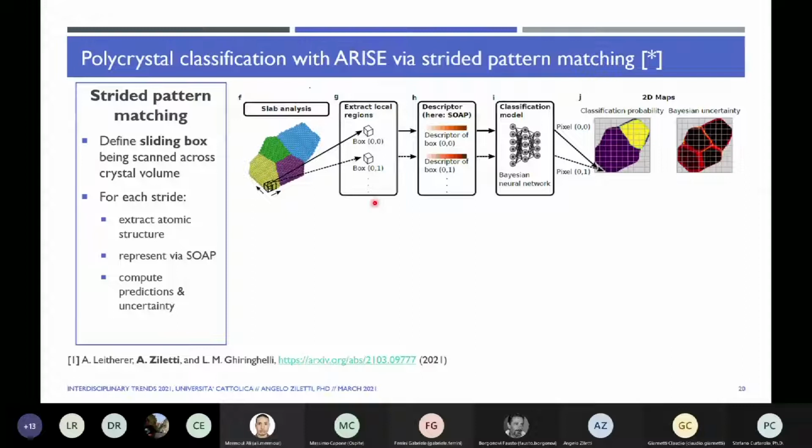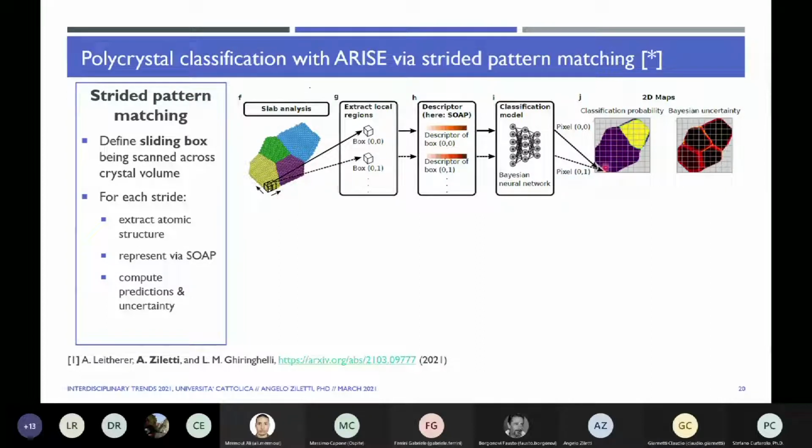This is for the single crystal, but then we can also apply that to polycrystal. And the idea is very simple. You get a structure, could be a slab, but could also be a 3D structure, and you take a box, you slide this box through a material. And for each position, you just get the atoms that are within the box, and then you apply the prediction that you trained for a single crystal.